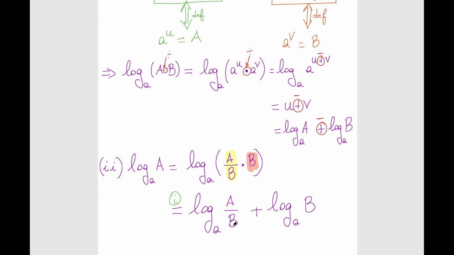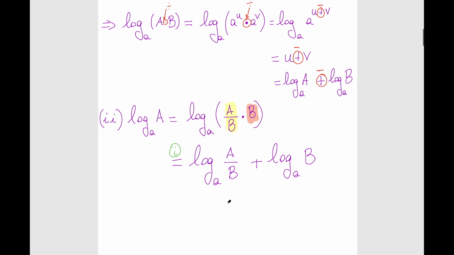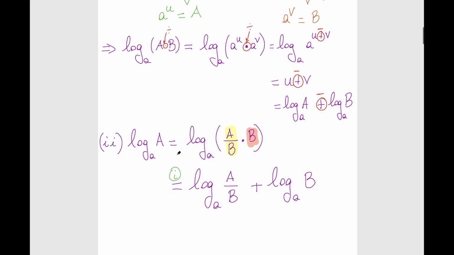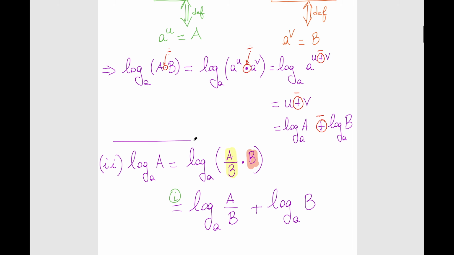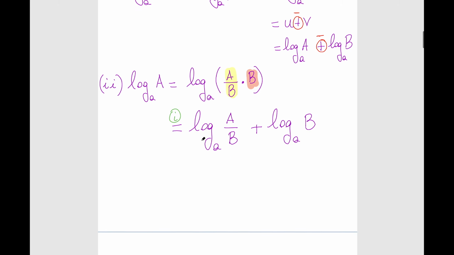Correct? One more time. Log of a product is the sum of the logs of the factors. One of the factors is A over B, the other one is B. Correct? This is part 1. At this point, part 1 is correct because we showed it. Now I can use it. I'm using it in part 2. Very good. And now look at this. So what have we shown? We've shown that this guy is equal to this guy, right? So let me write it. We've shown that this is the case.